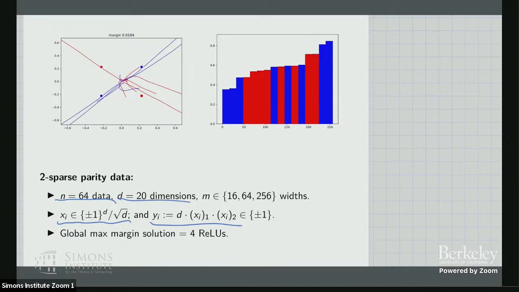The global max margin solution in this case is just, if you can tie your shoes, you know what the global max margin solution is. You just pick four ReLUs pointing like this. And it's very easy to prove everything you want about that solution. It's just very nice to work with. Okay, so I was very inspired, and I think many people have been, by running these experiments in detail.